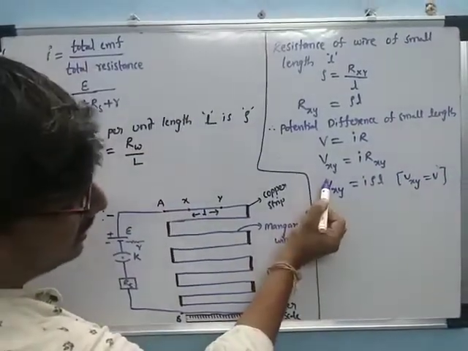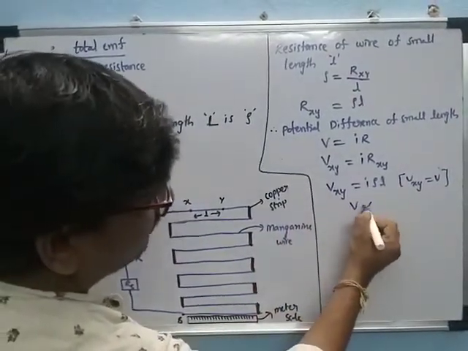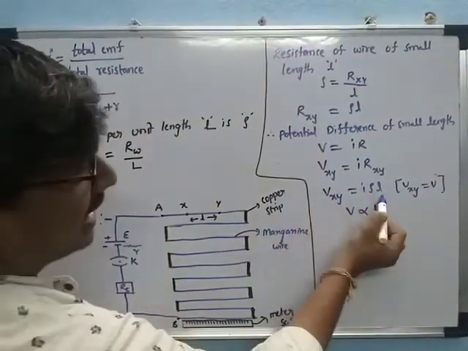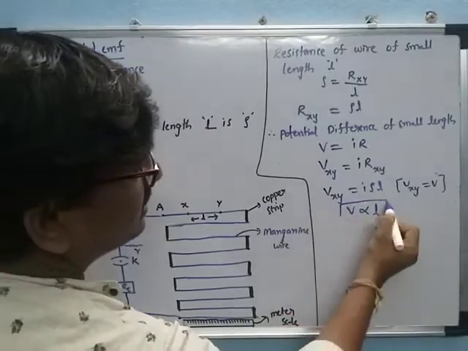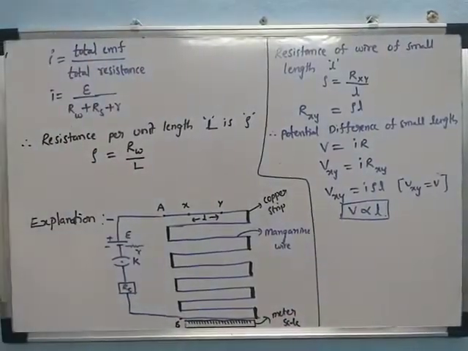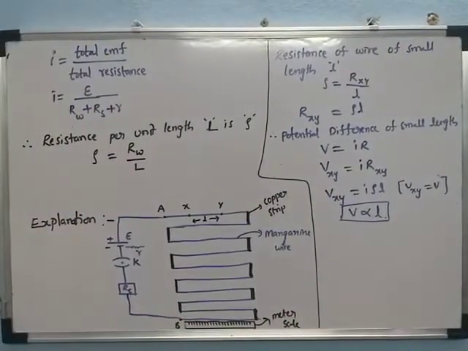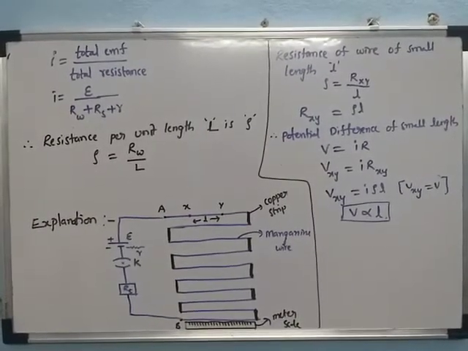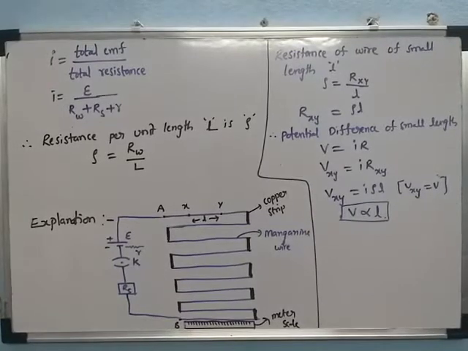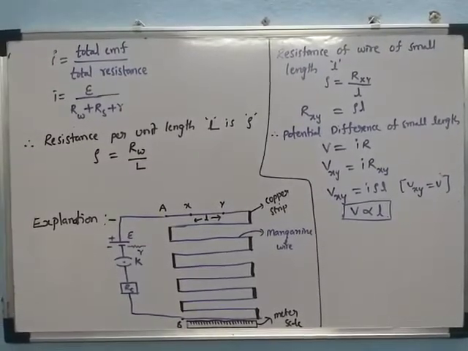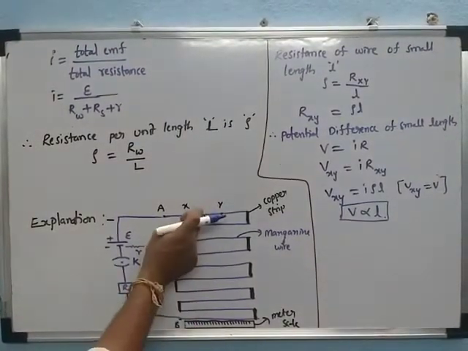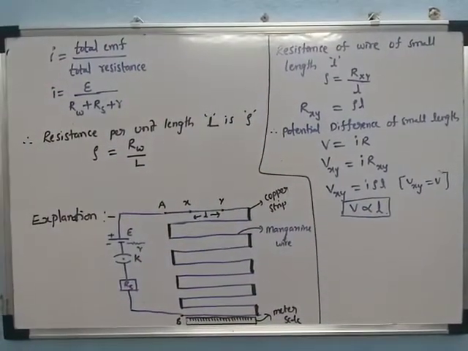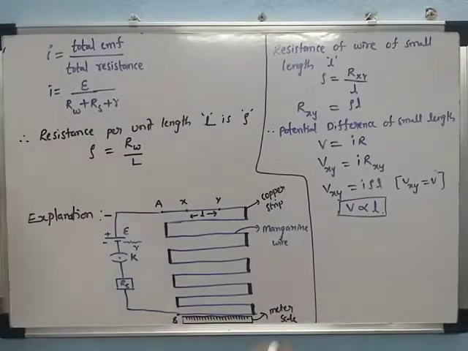Now this means the potential difference is directly proportional to its length. This is the proof of a potentiometer. When a current is passing through a wire, the potential difference between two points on the wire is directly proportional to its length. This is the proof.